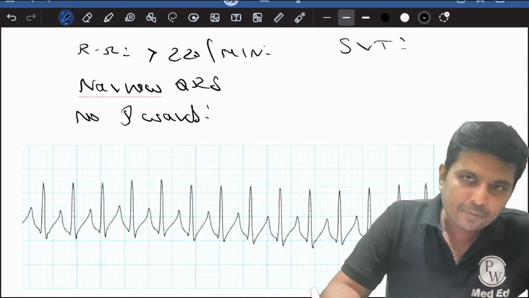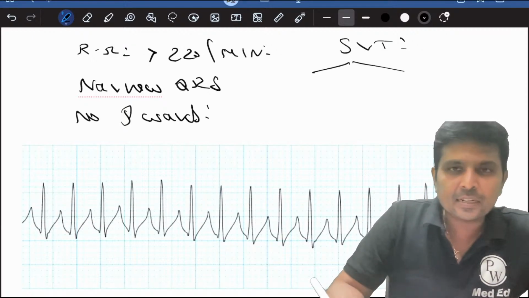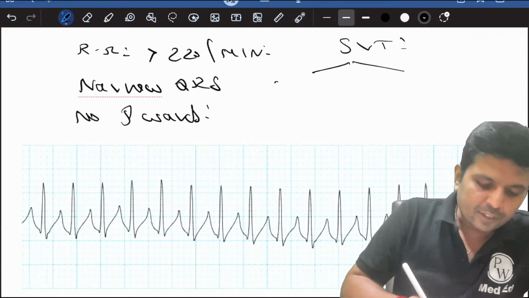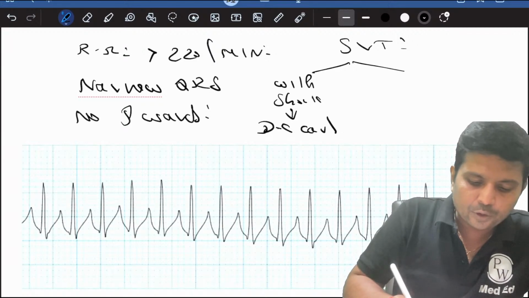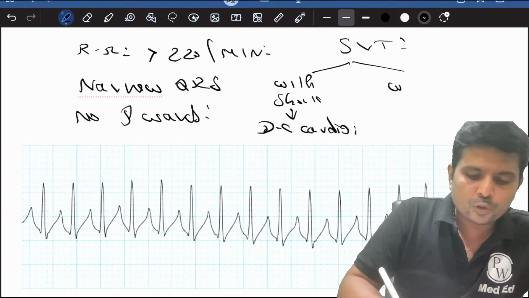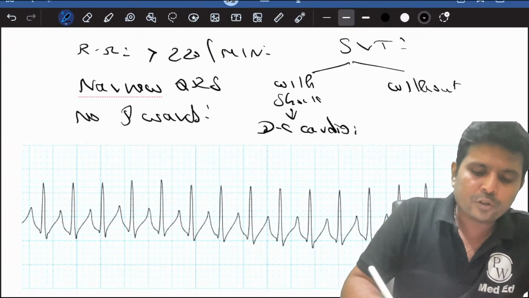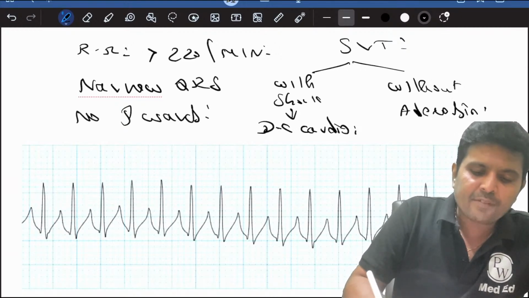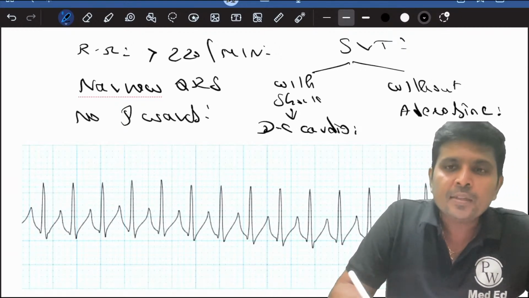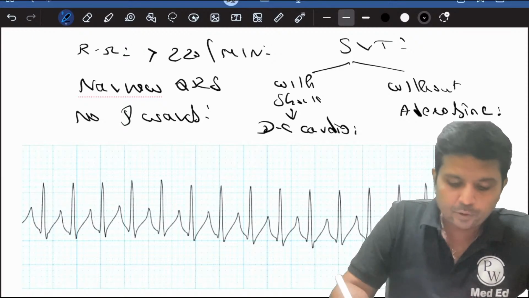So what is the treatment for supraventricular tachycardia? The answer is very, very simple. With shock means you need to go directly for DC cardioversion. Whereas without shock means you can give adenosine, which increases AV nodal refractoriness. This is the treatment for supraventricular tachycardia.